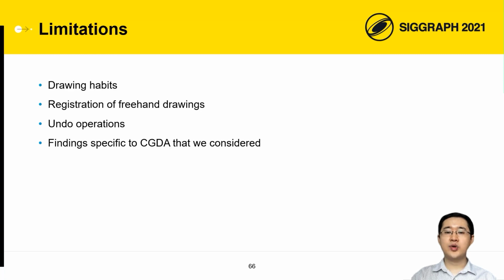Our study may have a few limitations. First, drawing habits may differ between digitized strokes from stylus input versus pen on paper, as well as when no time limit is imposed. Our registration of freehand drawings to tracings may introduce registration errors, and this form of normalization might mask artistic styles. We did not consider undo operations that might reveal useful information about revision and refinement. Our findings in comparing drawing to CGDA are specific to the commonly used algorithms that we considered.